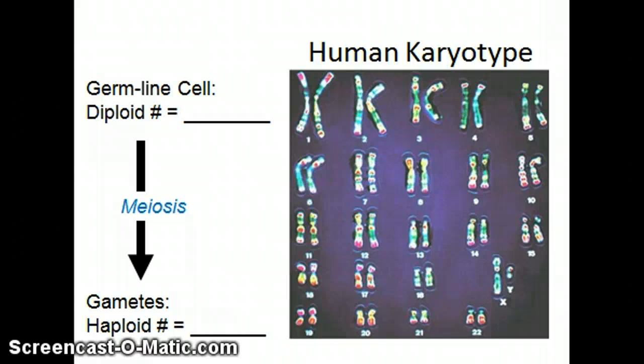Germline cells that are present in the gonads are also somatic cells, and they will be the ones that divide by meiosis to produce gametes. Therefore, germline cells are diploid cells and they have 46 chromosomes. Gametes are haploid cells and they have 23 chromosomes. A gamete has only one copy of each chromosome pair. This is called the haploid number and of course equals 23 in humans.